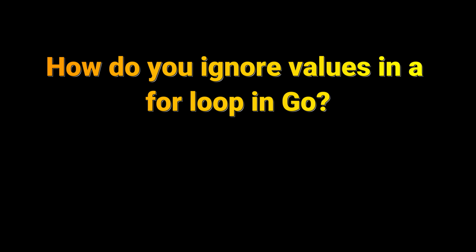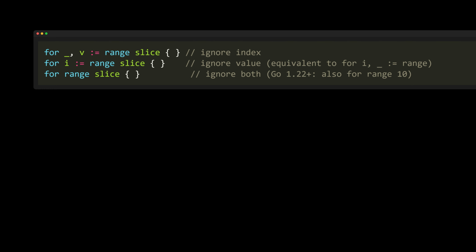Question: how do you ignore values in a for loop in Go? You use an underscore to ignore values you don't need. For example, you can ignore the index and keep the value, or ignore the value and keep the index. If you want to ignore both, you can just write for range followed by the slice.